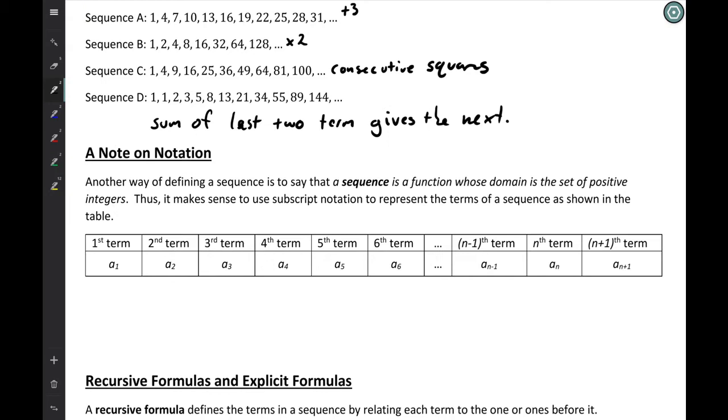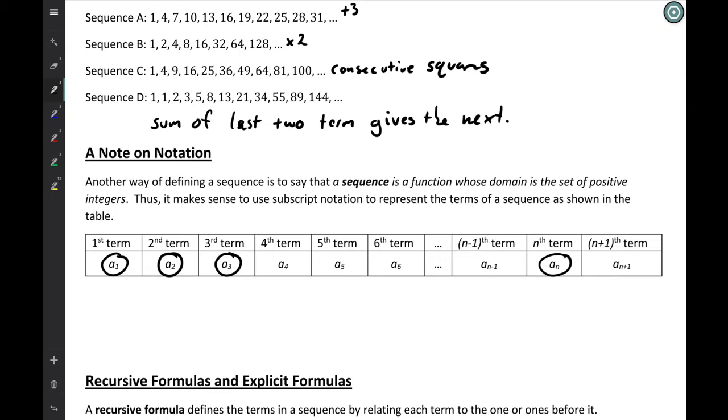So the first term we say is a sub 1. The second term, a sub 2. Third term, a sub 3. And so on and so forth until you get to the nth term. Okay, so this is the a sub n term. So that's just the nth term, and that could be anything you want. You plug in a value for n, let's say 32, then the a sub nth term is going to be a sub 32.